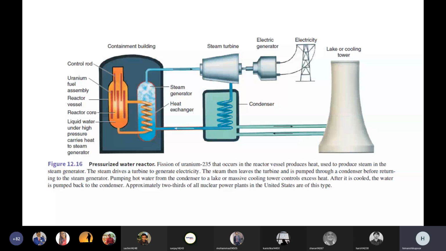Now coming to the reactor. So who will explain the nuclear reactor? You must have studied these reactors. ये हम काफी junior classes से पढ़ते आ रहे हैं. So what do you understand by nuclear reactor?